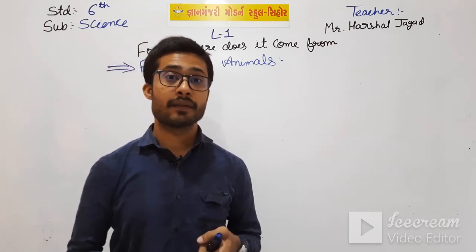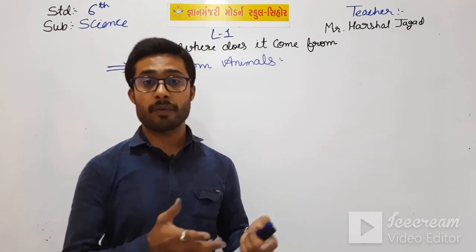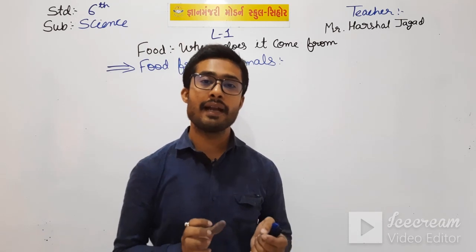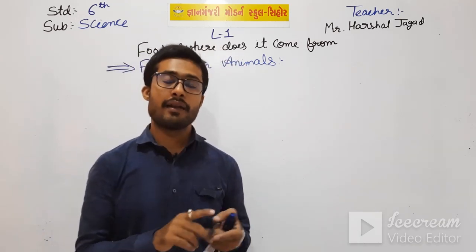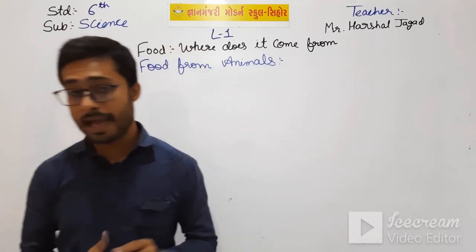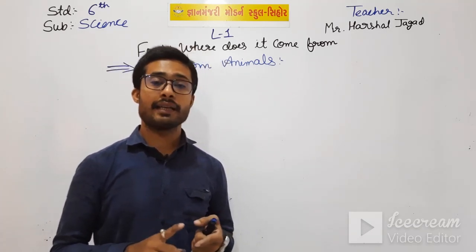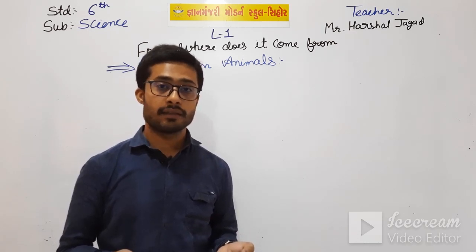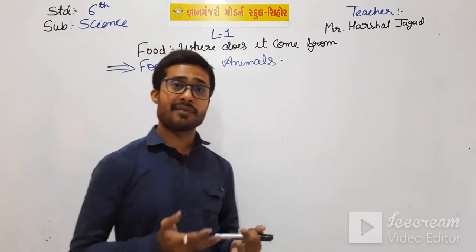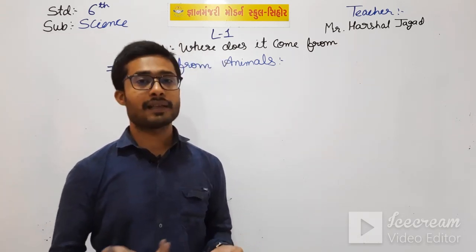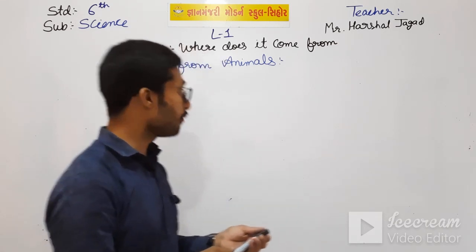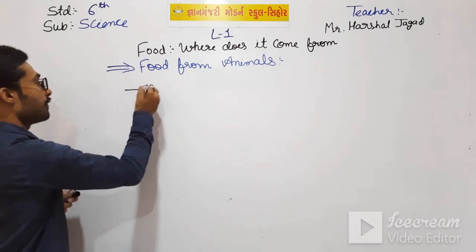And honey also comes from the animals, bees. Bees collect the honey and make a honeycomb, and we take it from the honeycomb. The next example is egg. We get egg from the chicken. The next examples are cheese, butter, curd, which are made from milk only. First of all we will write here the examples of it.